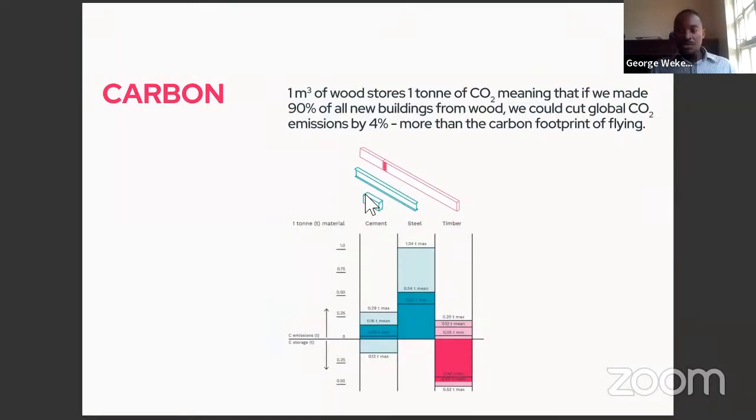So 1 cubic meter of wood stores 1 ton of carbon dioxide, meaning that if we made 90% of all new buildings from wood, it would cut global carbon emissions by 4%, which is actually more than the carbon footprint of flying. You'd find that more attention has been given to the transport industry with regards to the carbon footprint, the manufacturing industry as well, but it's actually the construction industry which accounts for 39% of all global carbon emissions, and that's why it raises the urgency.